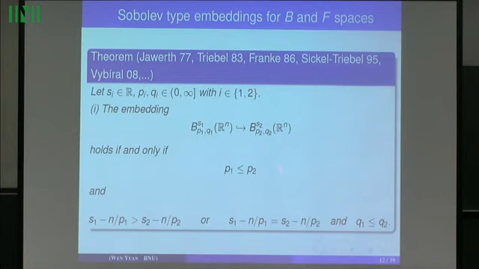For embeddings between Besov spaces B^{s1}_{p1,q1} to another B^{s2}_{p2,q2}, these are called Sobolev type embeddings. Nowadays it's known that this embedding is true if and only if the integrability parameter p1 is less than p2, and the smoothness parameter satisfies this condition: either s1 minus n over p1 is greater than s2 minus n over p2, or if they are equal, then we need an additional condition q1 less than or equal to q2. This is the limiting case. In some sense, this is the most interesting and most difficult case.